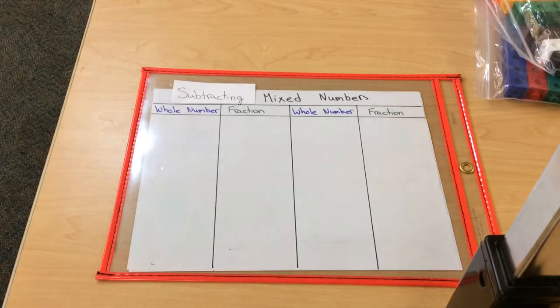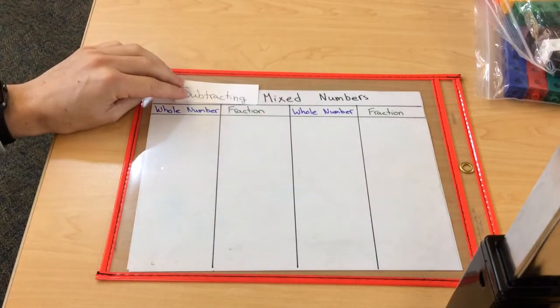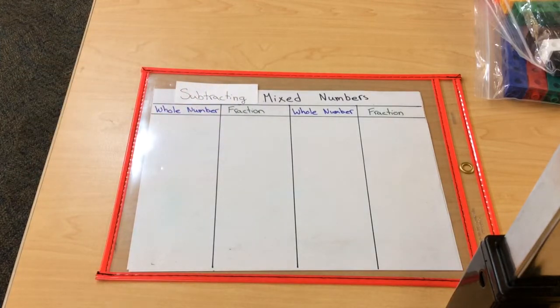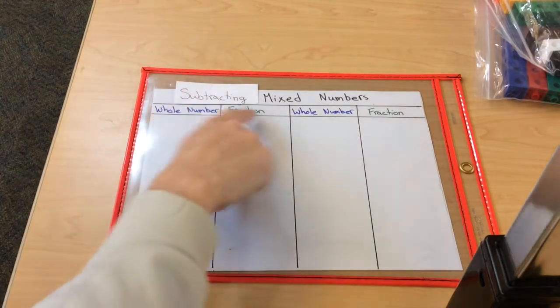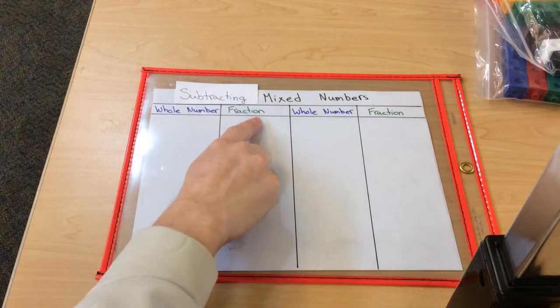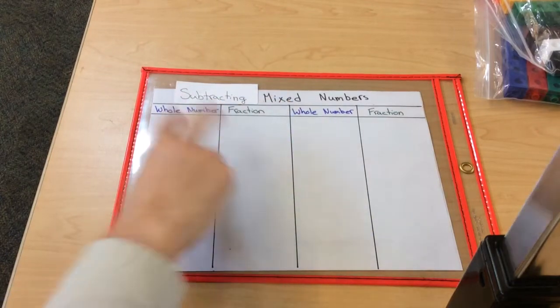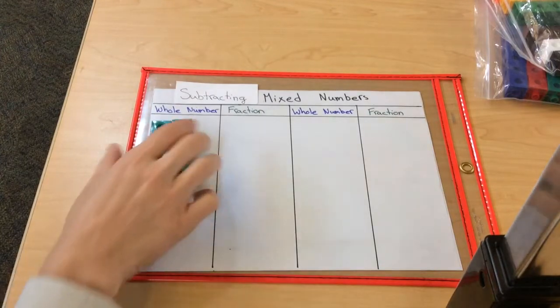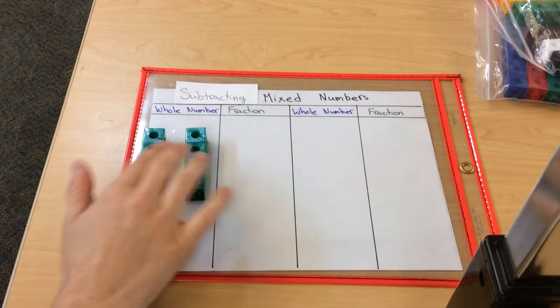I'm using the same chart that I used when I was adding mixed numbers, but today we're going to be subtracting. Okay. And to do this, I'm using the same chart, which had whole numbers and fractions. And I'm reminding myself that a mixed number needs both of those. So let's get started. With my first equation, I'm going to have two wholes.